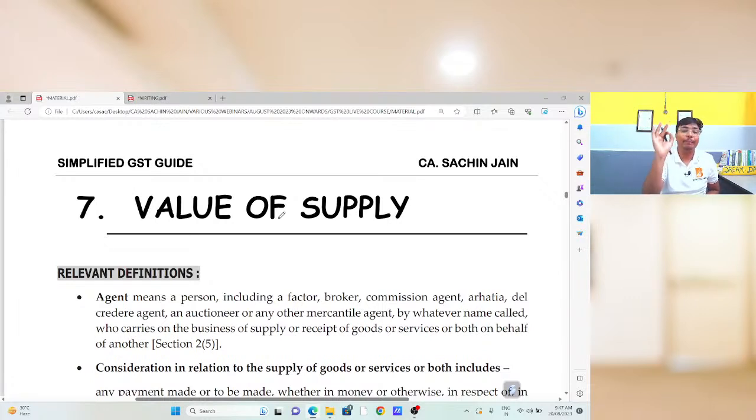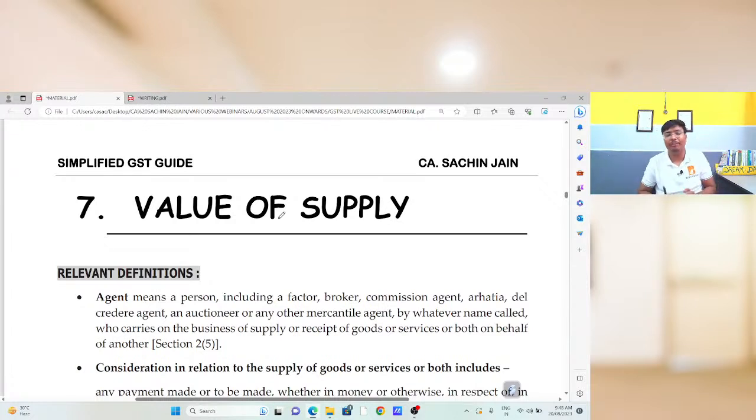And if you find any problem or issue in solving any particular case study or situation, you may connect with me over call, or you may send the question in the WhatsApp group, and we will solve it. Okay, so this is your task for understanding the place of supply.